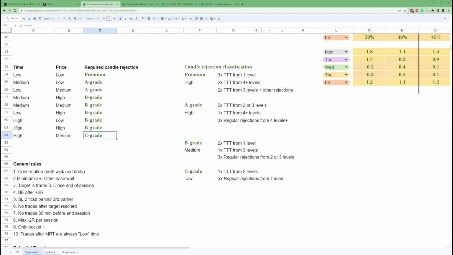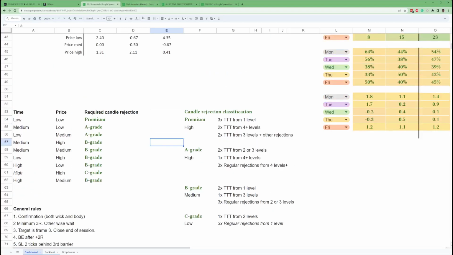So these are all B grade. The only time that we can actually take a C grade is only if both time and price are aligned. In all other cases, we need at least a B grade rejection.